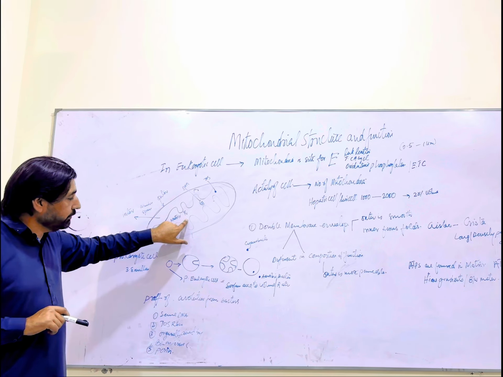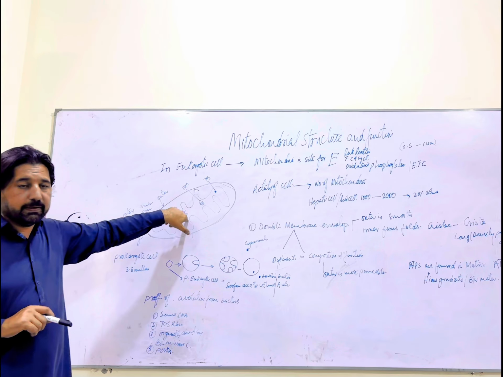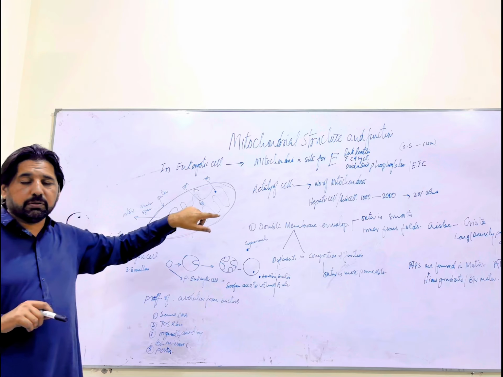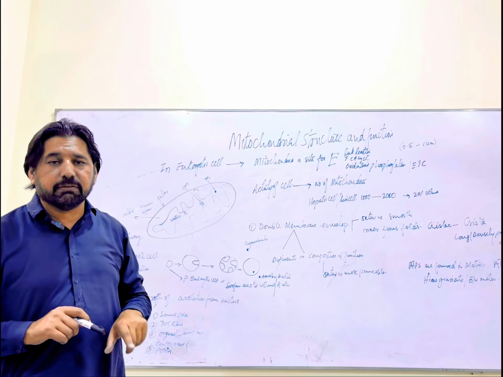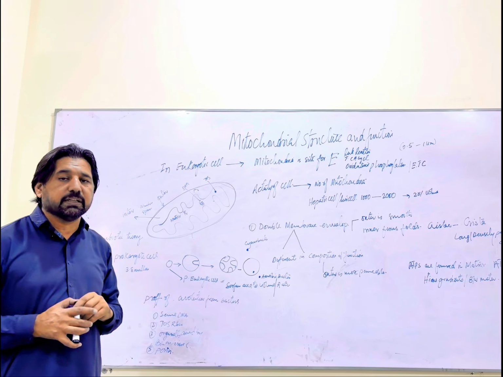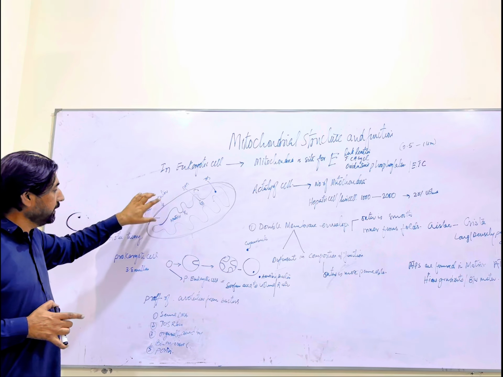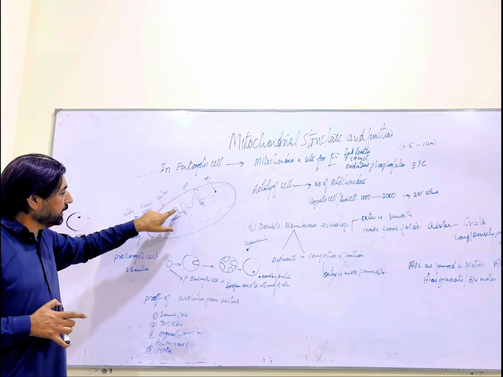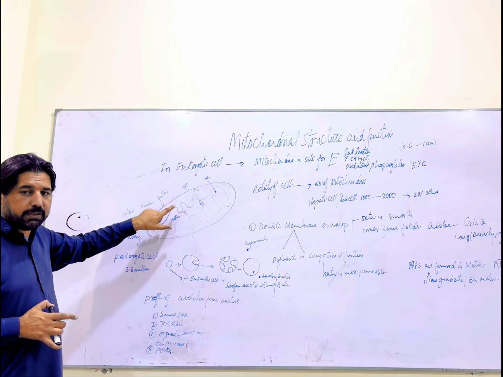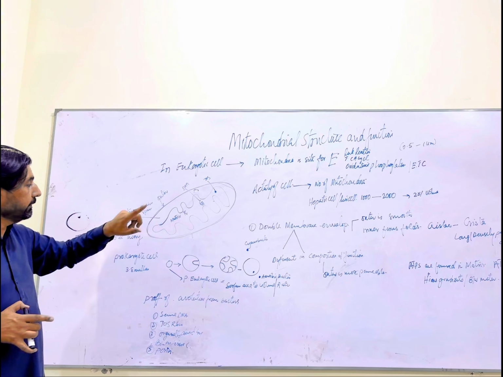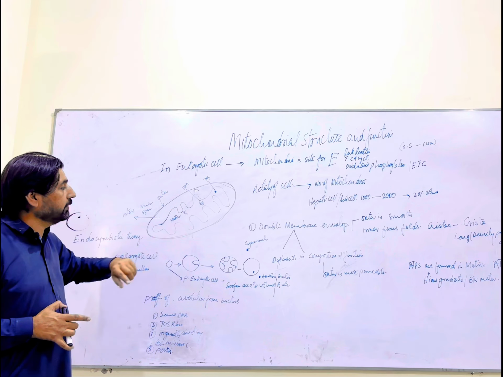The inner membrane folds to form cristae. These cristae increase the surface area of the mitochondria. Multiple enzymatic reactions take place at the cristae, so the surface area of the cristae is increased. The outer membrane and inner membrane form cristae that increase the surface area for multiple reactions.